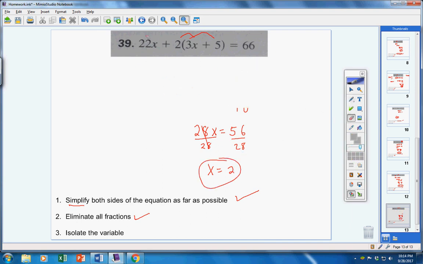Now, let's check the answer. Okay? Here's an x, put a 2. Here's an x, put a 2. 22 times 2, 44. 3 times 2 is 6, plus 5 is 11. 2 times 11 is 22. Combine those, and look at that. You get 66 equals 66.